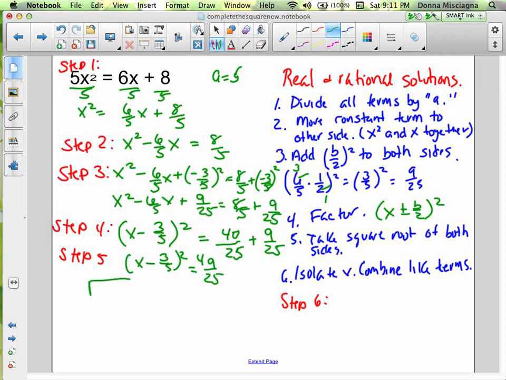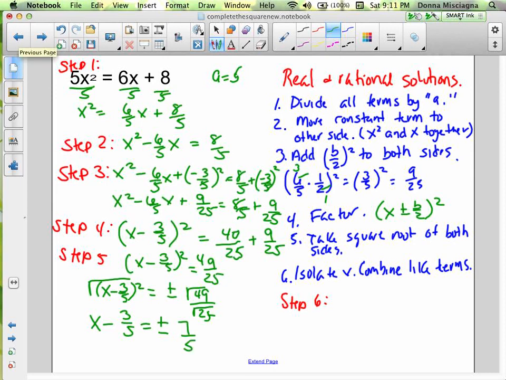So we take the square root of x minus 3/5 squared equals plus or minus, and let's split that into 2 radicals, the square root of 49 over the square root of 25. All right, and so square and square root cancel. We have x minus 3/5 equals plus or minus 49 over the square root of 49, that's 7. Square root of 25, that's 5. We have no radicals left.